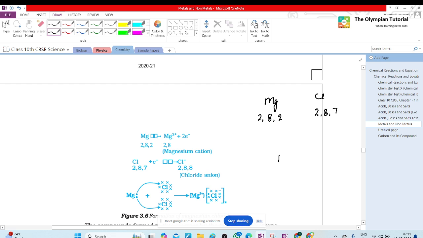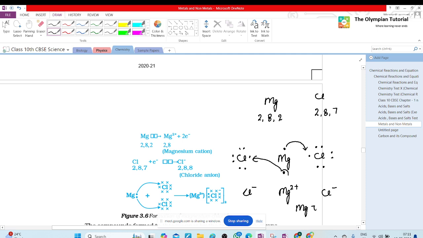So magnesium has 2 electrons in its outermost shell and chlorine has 7 electrons: 1, 2, 3, 4, 5, 6, 7. So what will happen? One electron will go there, but one is still remaining extra. So another chlorine, 1, 2, 3, 4, 5, 6, 7, and one electron will go here. It means magnesium will have two positive charges, one on this chlorine. It means it will become MgCl2.